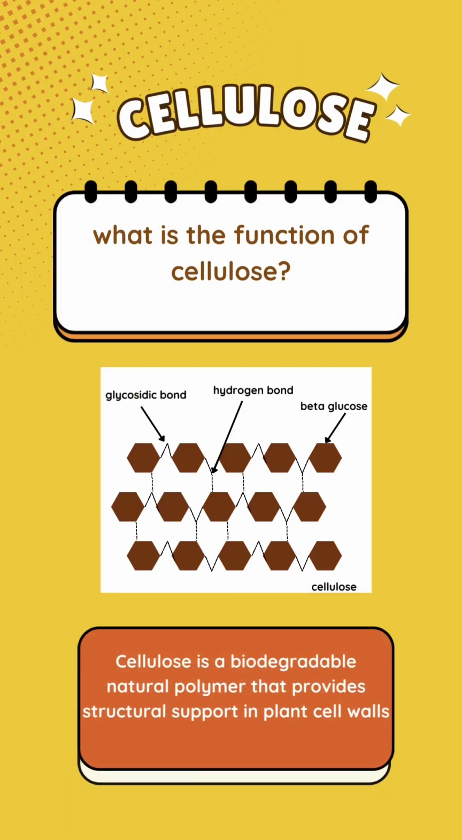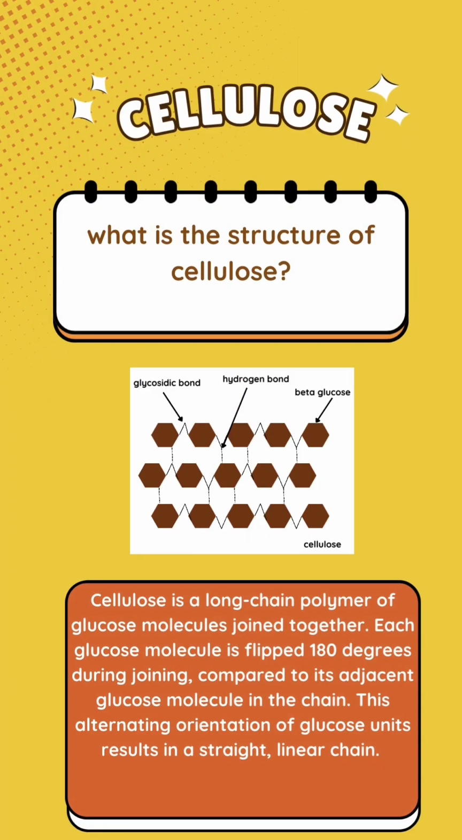Cellulose is a biodegradable natural polymer that provides structural support in plant cell walls. Cellulose is a long-chain polymer of glucose molecules joined together. Each glucose molecule is flipped 180 degrees during joining, compared to its adjacent glucose molecules in the chain. This alternating orientation of glucose units results in a straight linear chain.